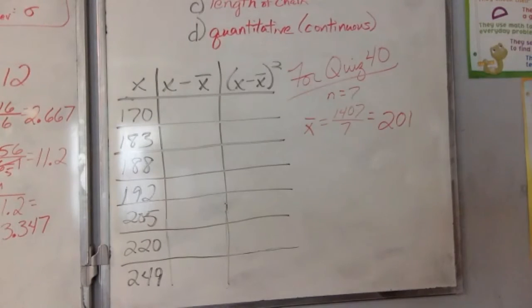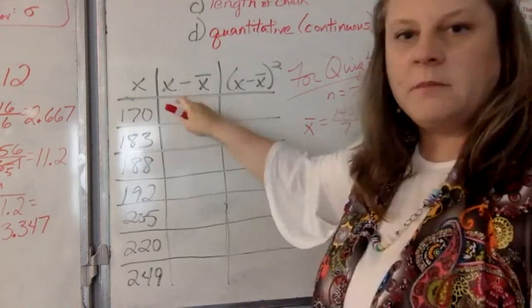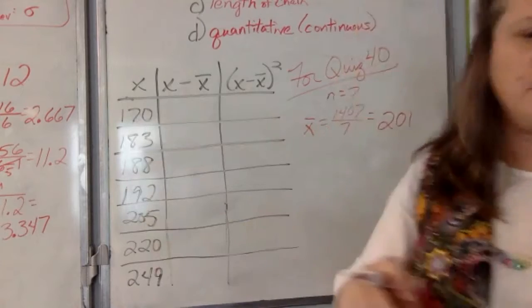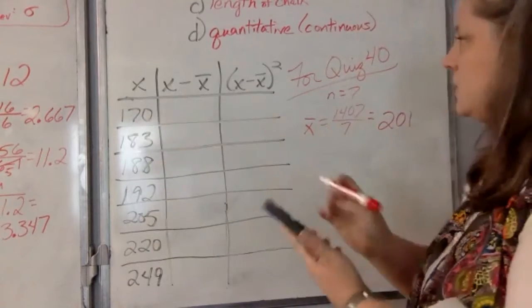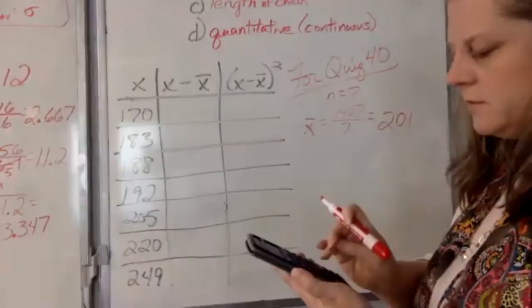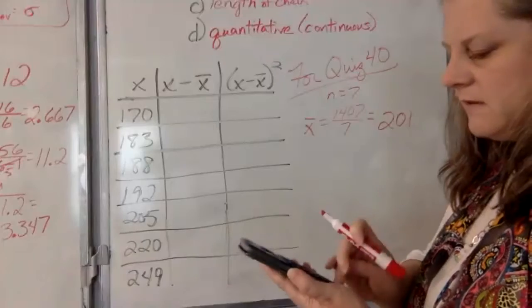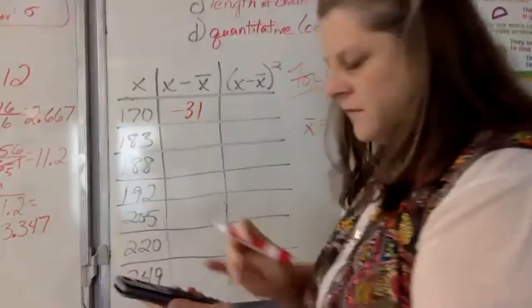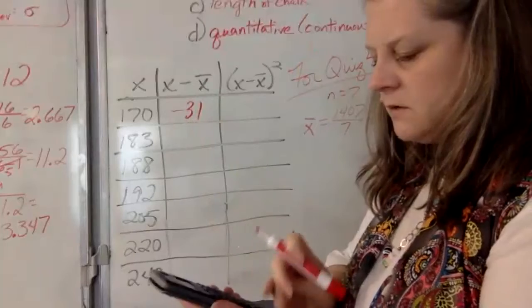Now, remember how to find this column. We take each individual number and we subtract 201 from it. So that's what I'm doing now. I take 170 minus 201, and get negative 31. 183 minus 201.